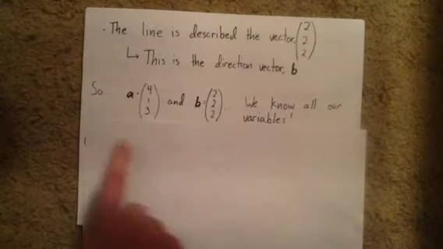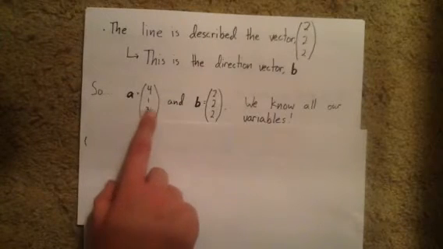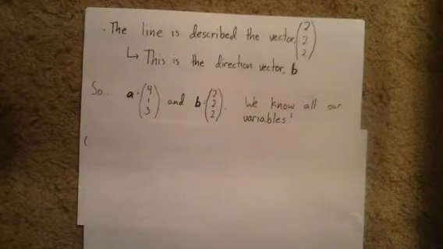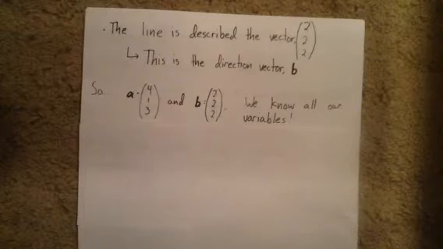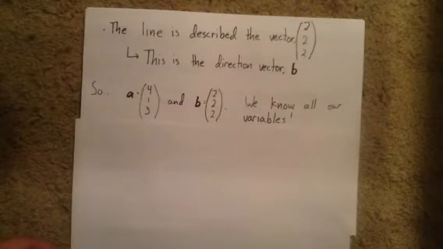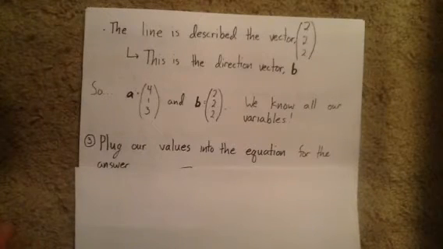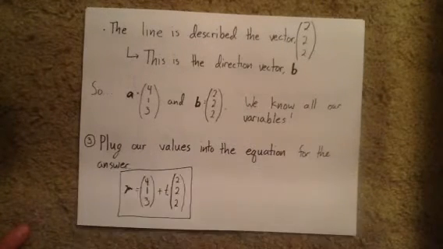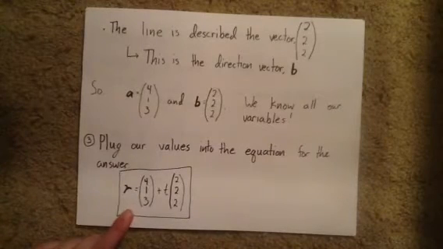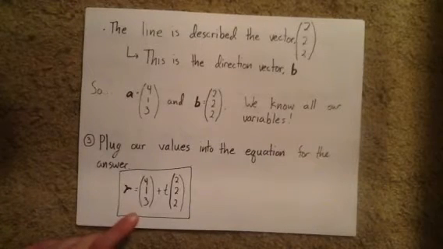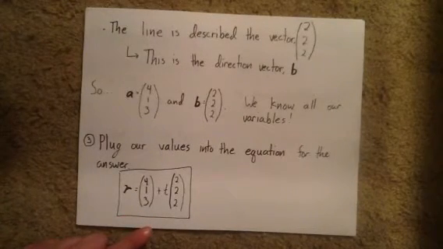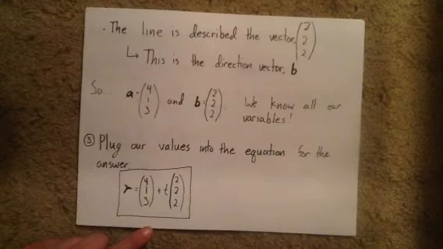Okay, so we know that a in component form is 4, 1, 3, and b in component form is 2, 2, 2. We now know all our variables. We can do the next step, which is to plug our values into the equation for the final answer. And here you are. r equals, in component form, 4, 1, 3 plus t times, in component form, 2, 2, 2.